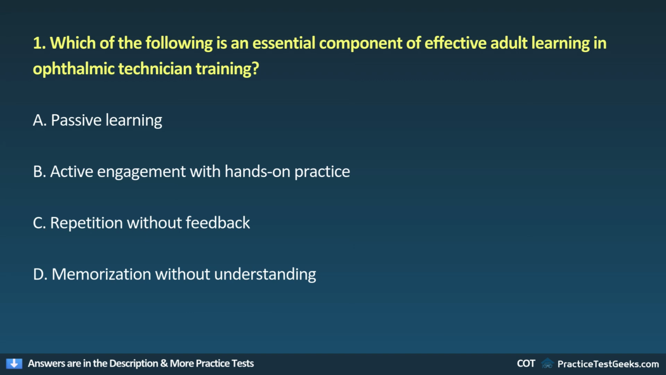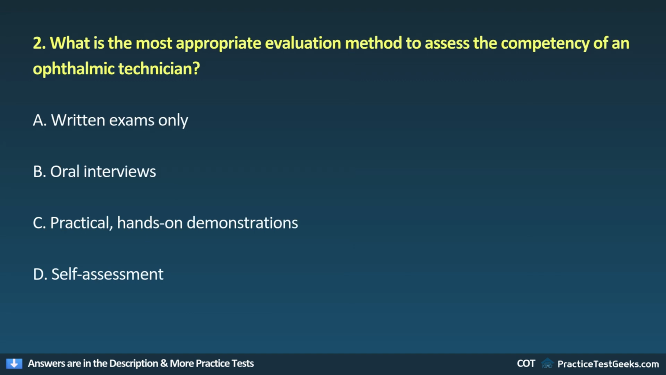1. Which of the following is an essential component of effective adult learning in ophthalmic technician training? A. Passive learning. B. Active engagement with hands-on practice. C. Repetition without feedback. D. Memorization without understanding.